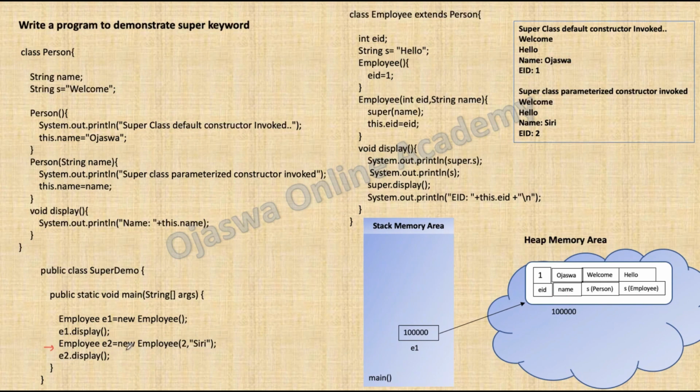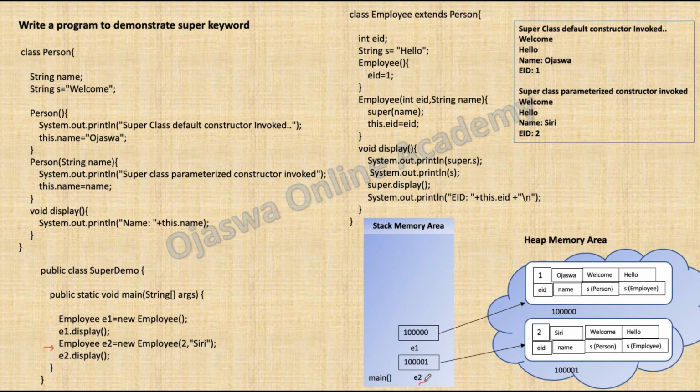Now the next statement employee E2 equal to new employee, and it is taking two parameters int and string. So reference variable E2 is stored inside stack, an actual object is created on heap, and all the instance variables belonging to class employee is allocated memory inside object E2. So we have two instance variables EID and S. Instance variable EID is allocated memory and instance variable S belonging to employee class is allocated memory. Also we have inherited instance variables name and S. So memory is allocated for those variables also. Name is allocated memory and instance variable S belonging to person class is allocated memory.